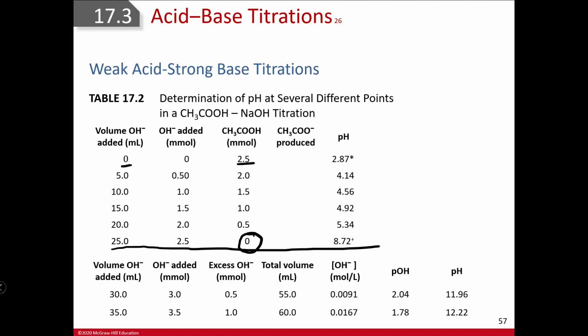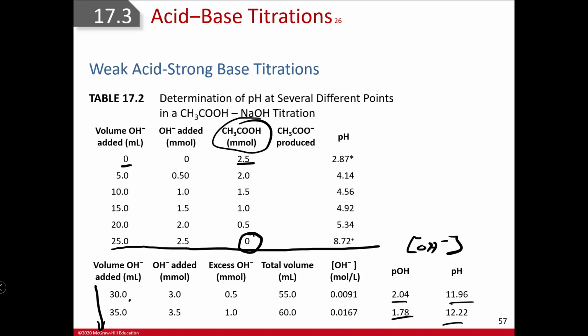Beyond 25, which is what these two are showing, there's nothing to react with the hydroxide ion. So that's why the pH changes drastically, or pOH, either way you want to think of it, because now we have free hydroxide ion and we don't have any acetic acid to neutralize it. So that's why you see this big jump here between 25 and 30.